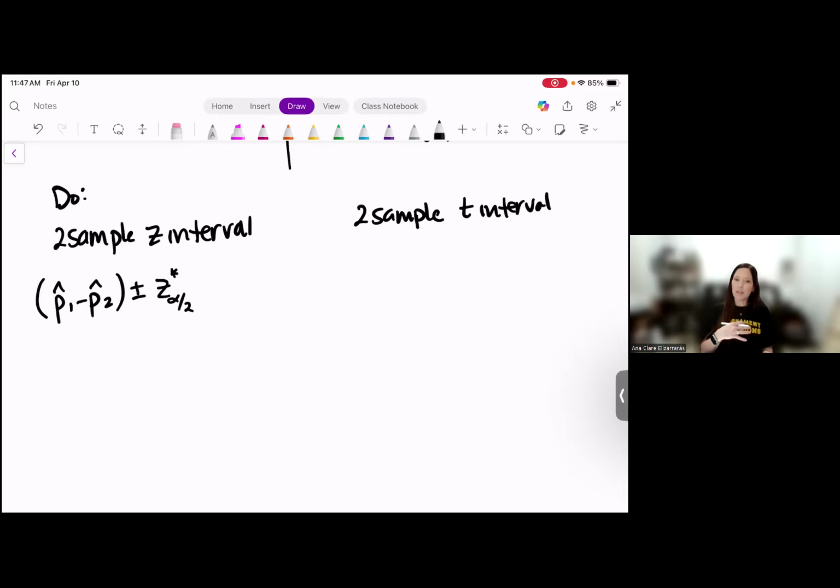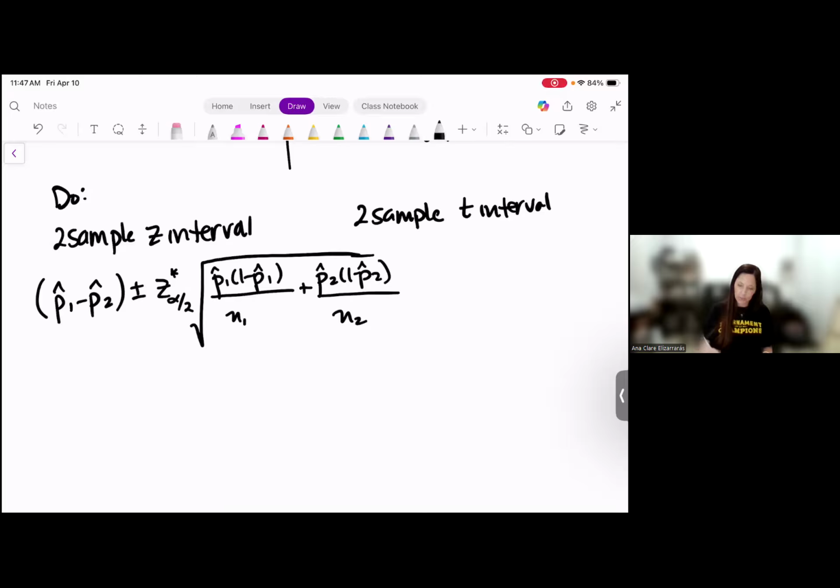But then instead of the square root of p hat times 1 minus p hat over n, we need both of them now, and we're doing both of those under the square root. So we have p hat 1 times 1 minus p hat 1, all over n1, plus p hat 2 times 1 minus p hat 2, all over n2. And that is because we have 2 different groups.